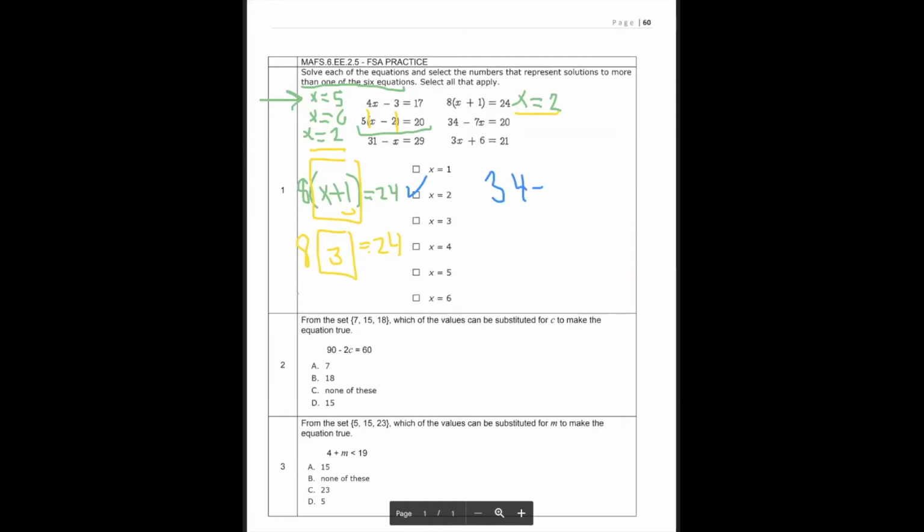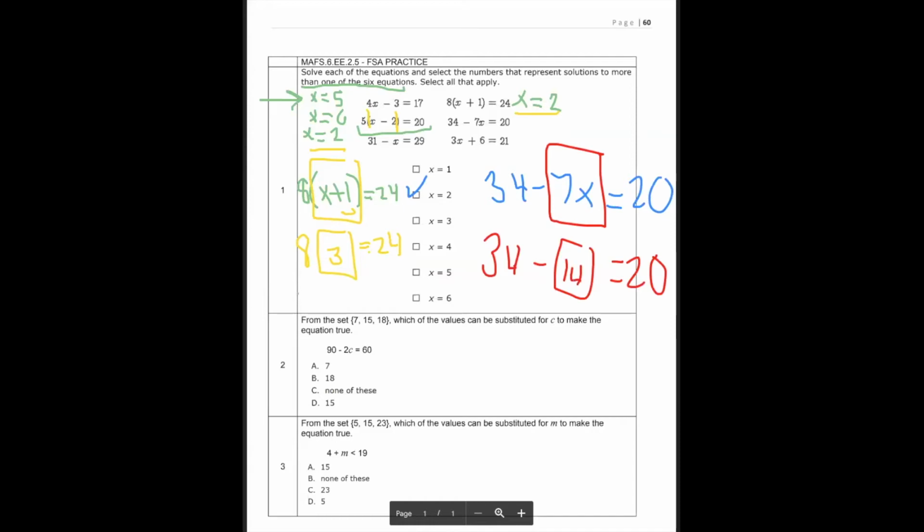34 minus 7x is equal to 20. I'm going to put 7x in the box because whenever I see the letters, the variables, I'm just going to put it in the box because it's easier to see it that way. 34 minus box is equal to 20. What number does that have to be? 14. Now going back to this one, what number times 7 will give you 14? 2. Perfect, that's the answer.